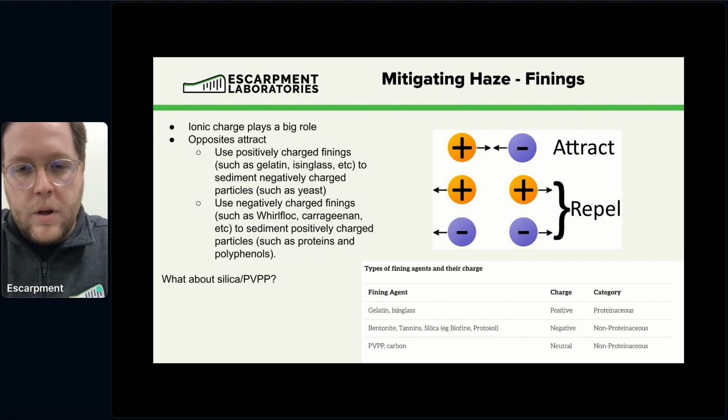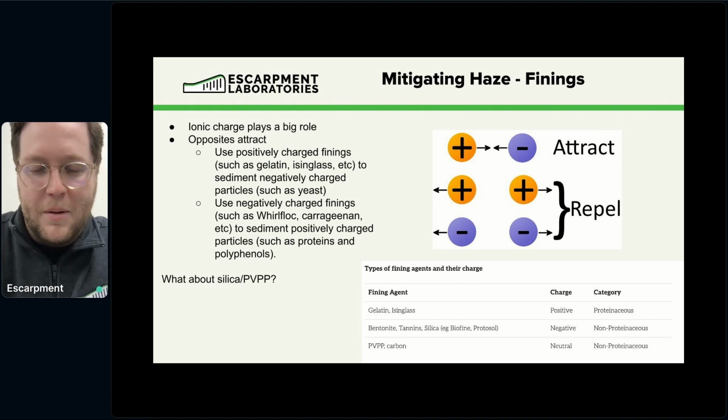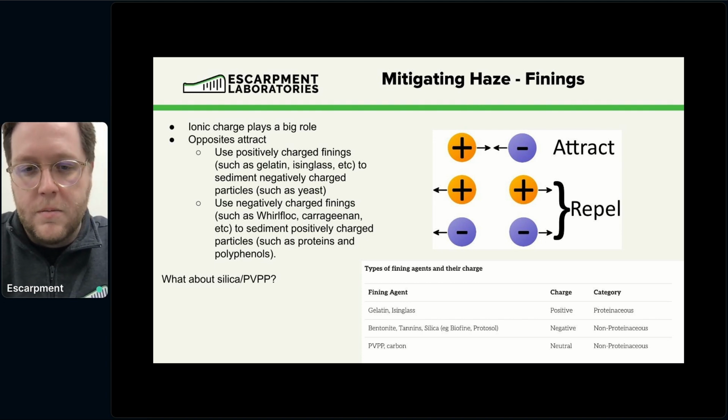There are also other options. I think I listed some of them below. Bentonite. You can actually use tannins as well to drop out other tannins. So that's also something to keep in mind. Sometimes these things will attract each other.